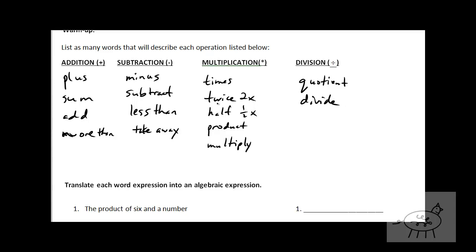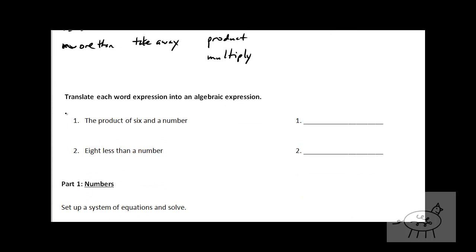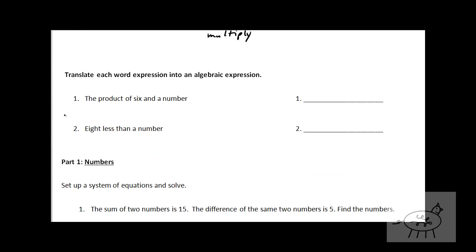All right, so just come down here, translate each word expression into an algebraic expression. The product, well, you see product is multiplication, 6 a number, so 6x. So this is actually one that I would like to talk a lot about, 8 less than a number. Now this is what people want to do. People want to do 8 less than a number, and they want to put 8 minus x. That is like really bad.